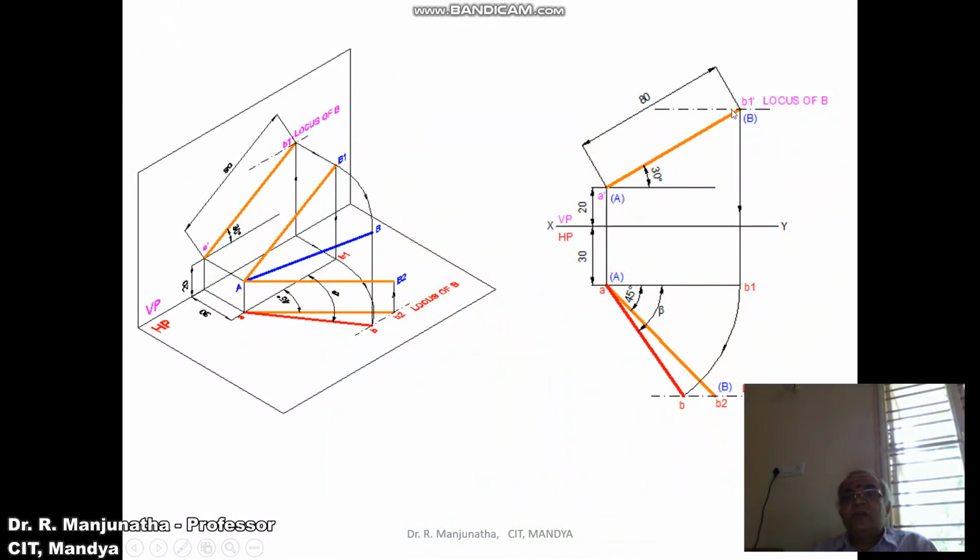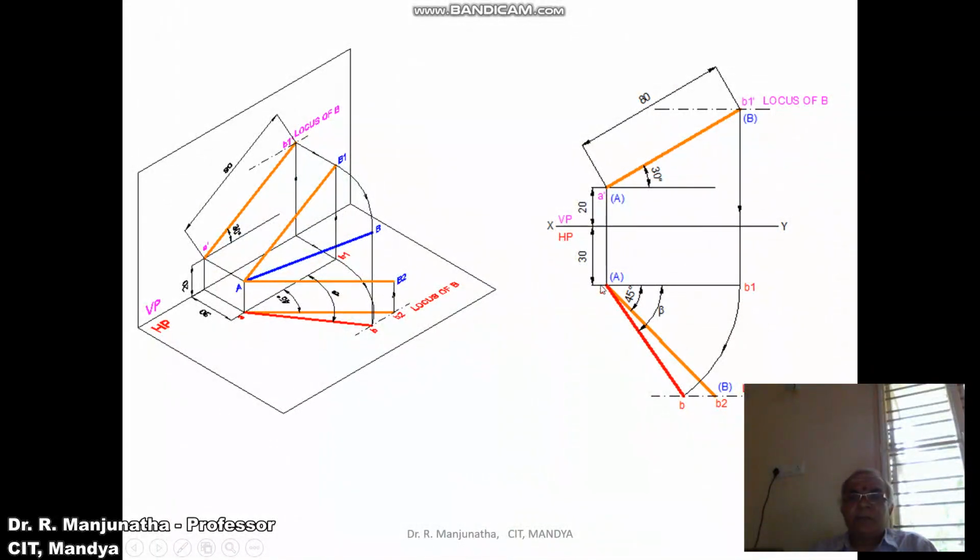Now we need to write the top view. This is the front view, but we don't have the top view of this, so we are going to write it. A is in front of VP by 30 mm, so B1 should also be in front of VP by 30 mm. Then only that line will be parallel to VP, and then only you are going to get the true length in the vertical plane. So you draw a vertical projector from B1 dash to the locus of A in the top view, so that both A and B1 will be equidistant from the vertical plane.